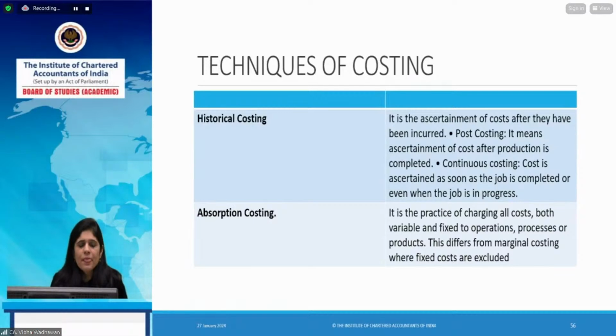Clear? Absorption costing. Absorption is just the opposite of marginal. Absorption में we take total cost, fixed and variable both. Marginal में we take only variable. In marginal, variable cost is more relevant. In absorption, we take total cost as the relevant cost. All right. So again, we'll be understanding with respect to absorption, marginal, all these techniques of costing we will be doing in detail.